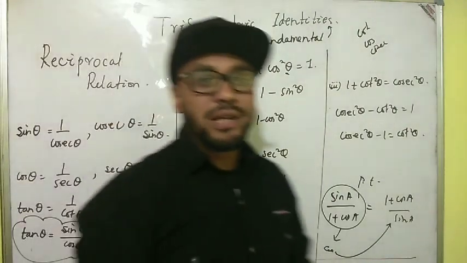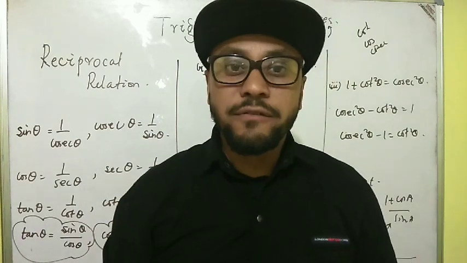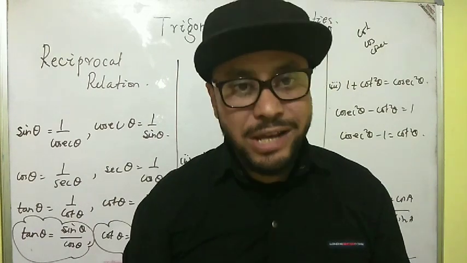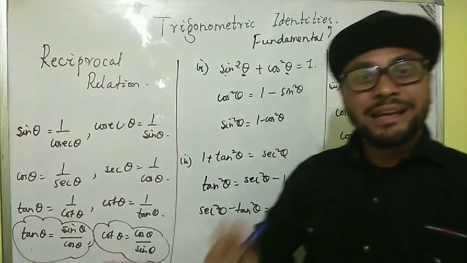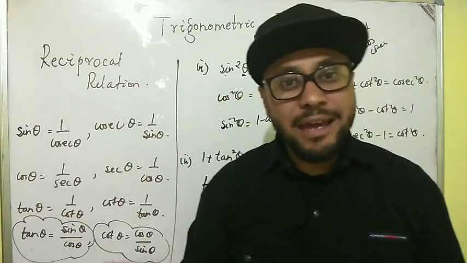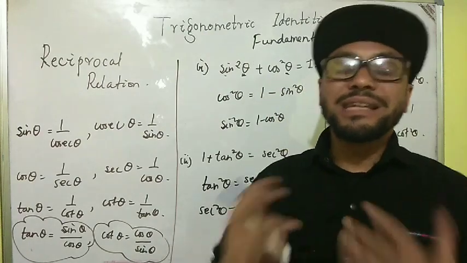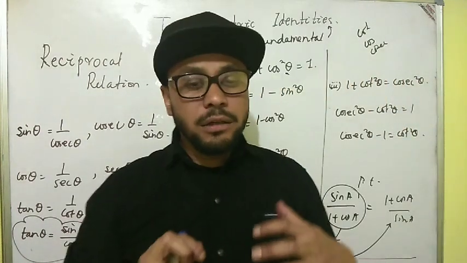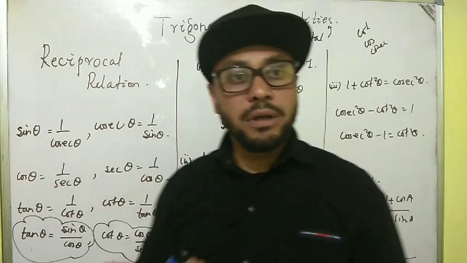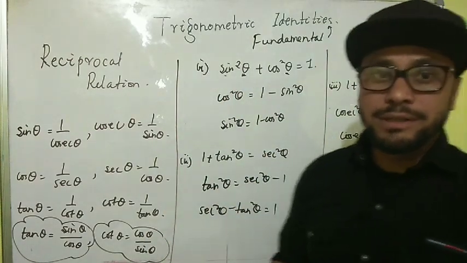Now one important tip: always try to convert all the trigonometric ratios, meaning cosec, sec, tan, cot, into sine and cos. If you convert the values into sine and cos, then it will be easy for you to do the calculation. So how to use the formulas and all the trigonometric ratios, we'll discuss that now.